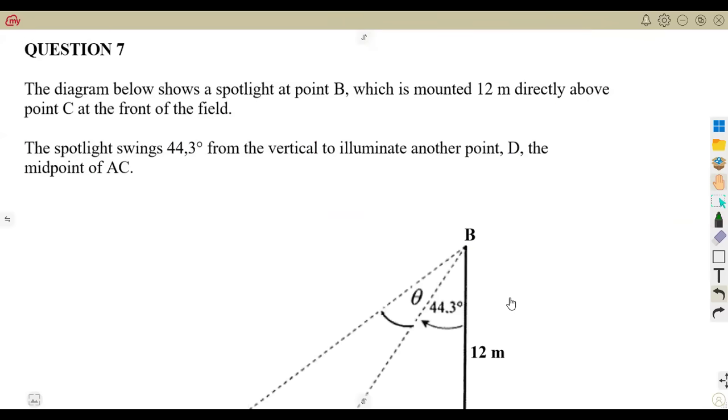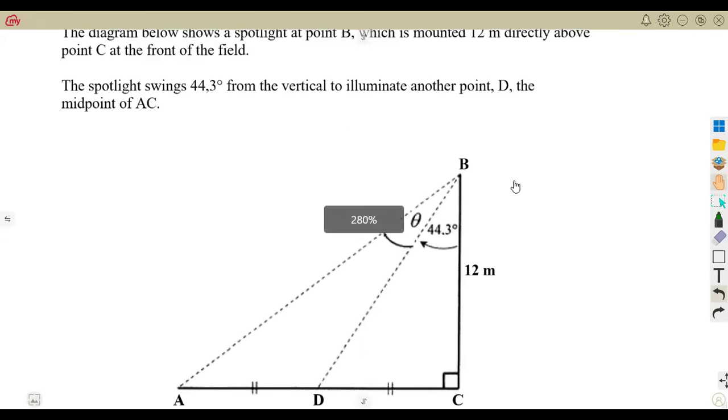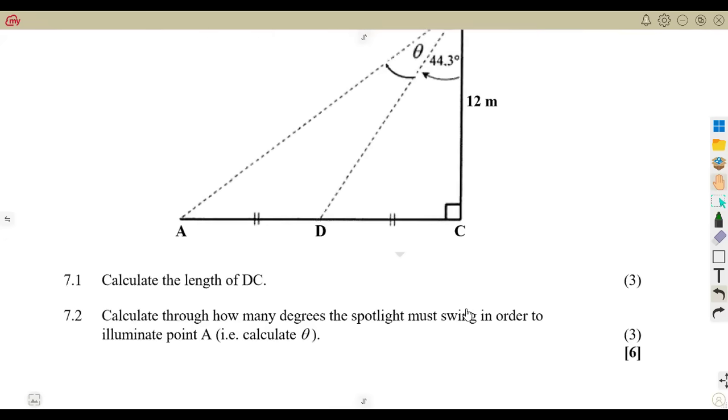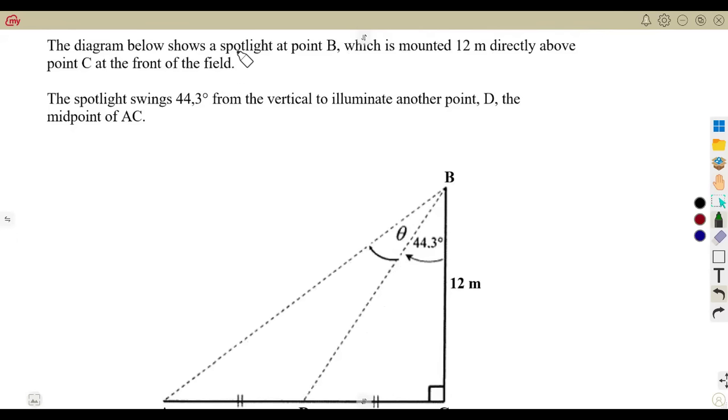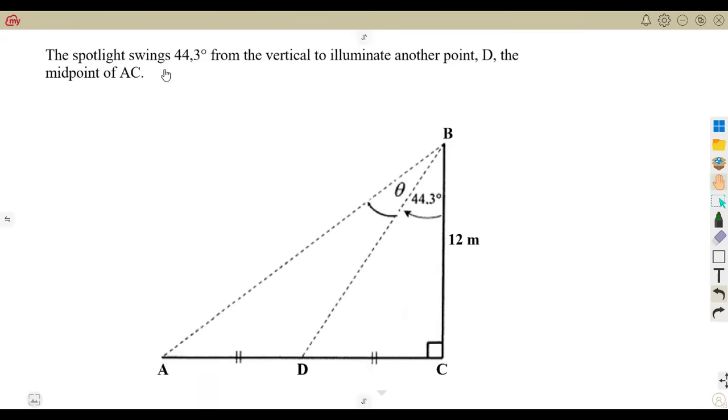All right, on question number 7, this is part of our trigonometry again, we are given a triangle. The diagram shows a spotlight at B. So there's a spotlight at point B, here at point B. This is the indication of the spotlight, these dotted lines, where it is going to view. They are saying it is mounted 12 meters directly above point C, directly above, meaning to say that's a vertical line.